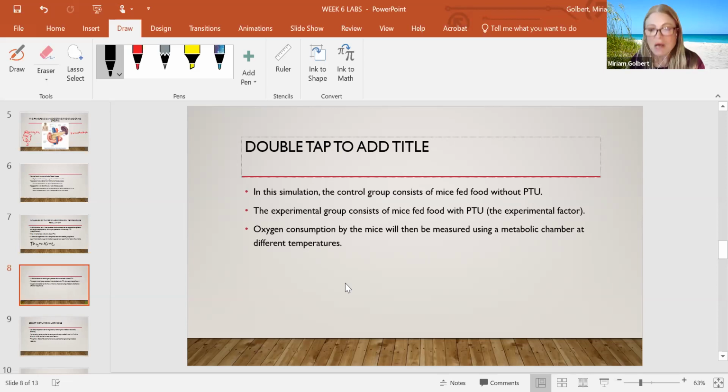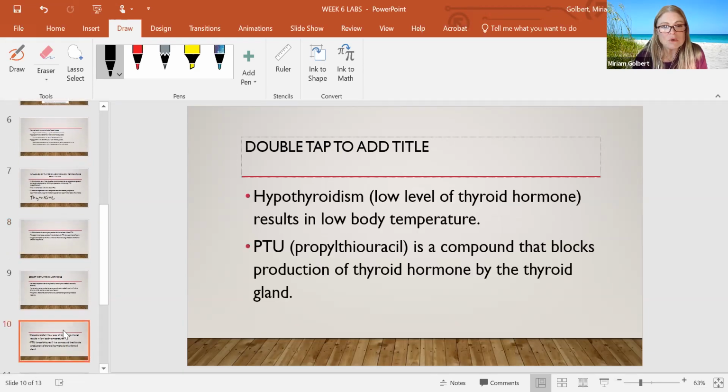But with these two little mice, we're going to change the temperature and we're going to see what happens as we change the temperature. We're going to see what happens with oxygen consumption. So when you have hypothyroidism, these are individuals that don't produce enough thyroid hormone.